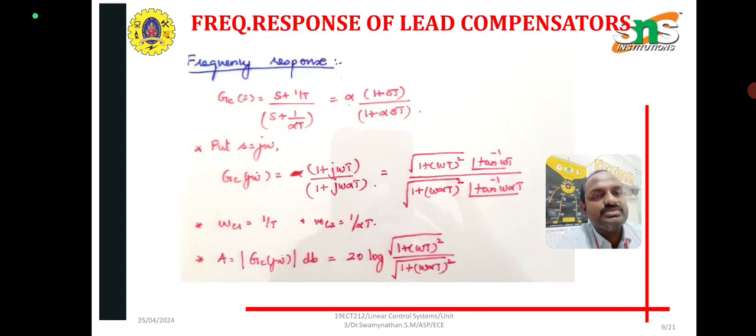And the frequency response GC of S is equal to S plus 1 by T divided by S plus 1 by alpha T. From this you put S equal to J omega, to convert the S domain into the frequency domain. So you get omega C is equal to 1 by T, omega C3 is equal to 1 by alpha T. For magnitude, you can find 20 log root of 1 plus omega T the whole square divided by 1 plus omega alpha T the whole square root.